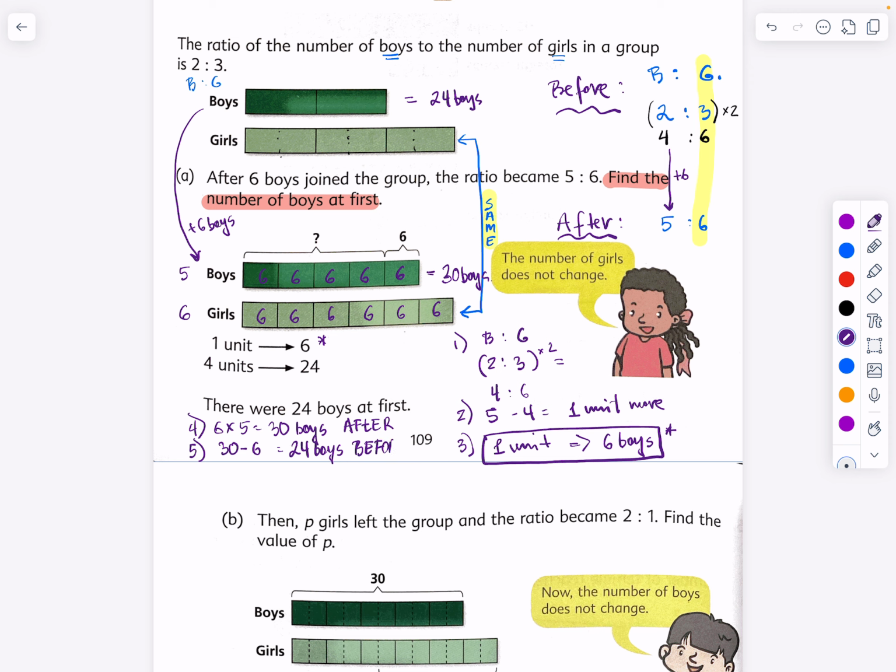Again, these before and after problems will keep showing up. They're one of the most challenging types in the ratio section.